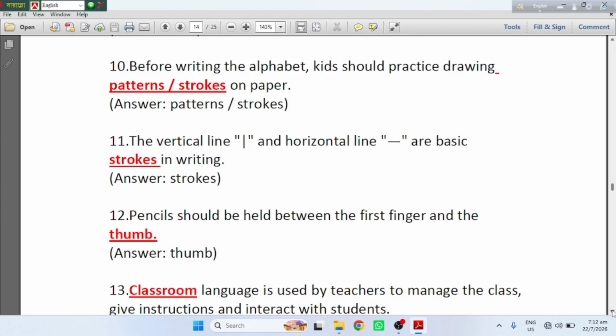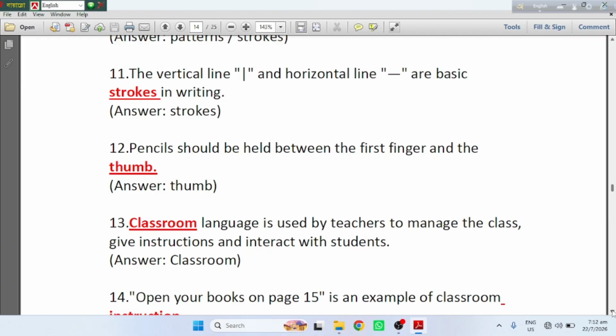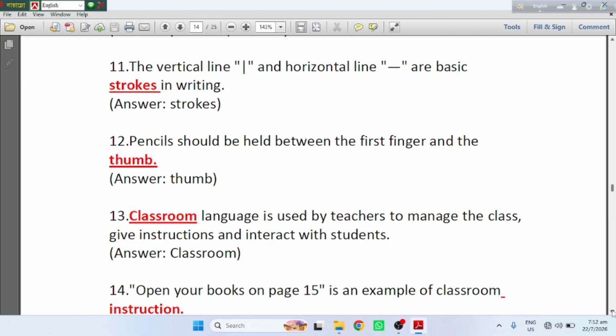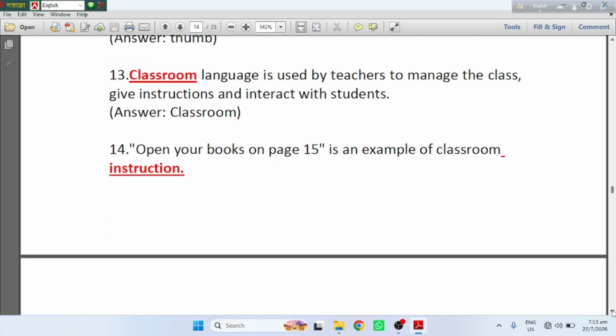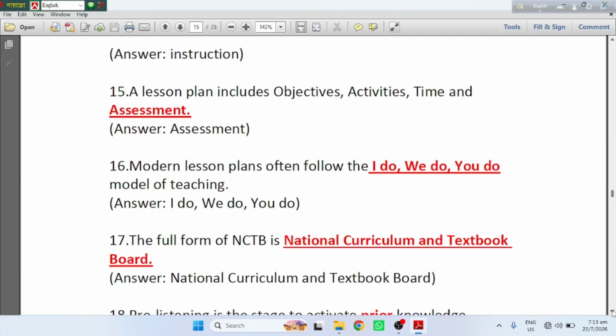The vertical line and horizontal line are basic strokes in writing. Pencils should be held between the first finger and the thumb. Classroom language is used by teachers to manage the class, give instructions, and interact with the students. Open your books on page 15 is an example of classroom instructions. A lesson plan includes objectives, activities, time, and assessment. Modern lesson plans often follow the I do, we do, you do model of teaching.